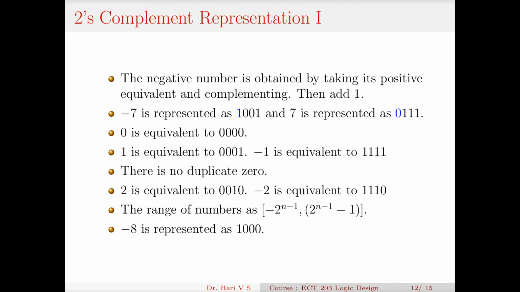Flip the bits of the number. Like if it is minus 7, it should be 1 0 0 0. Why? First 1, because it is a sign. Then the 0 0 0 corresponds to the complement of 1 1 1. Now you get 1 0 0 0. You have to add a 1 to that, and it becomes the 2's complement. So minus 7 is represented by 1 0 0 1, and 7 is represented by 0 1 1 1. So 0 is equivalent to 0 0 0 0. 1 is equivalent to 0 0 0 1. Minus 1 is equivalent to 1, because it is a negative number, then the remaining part is 0 0 0.